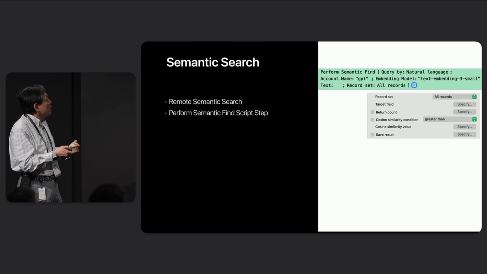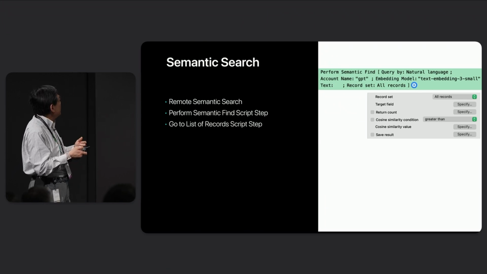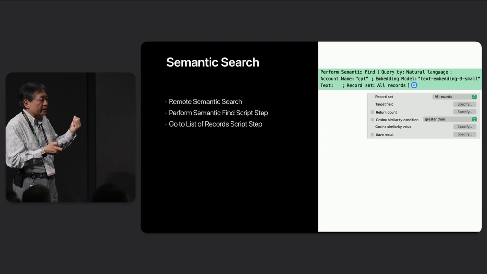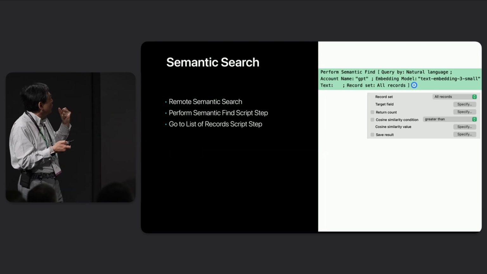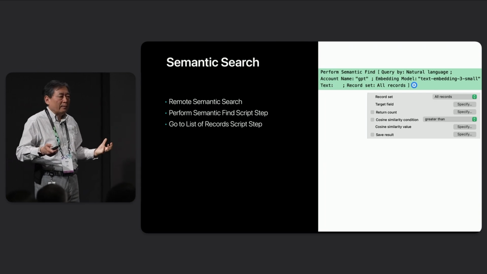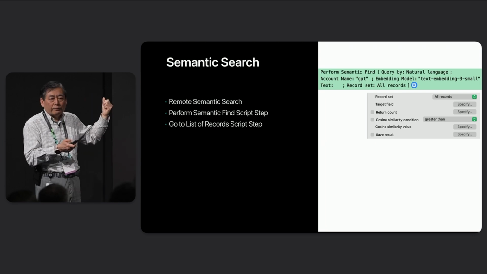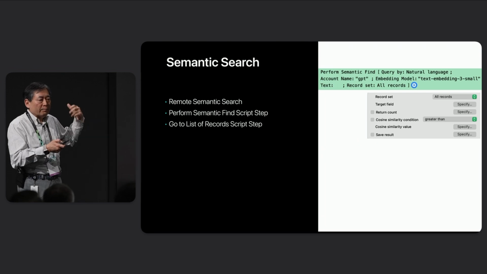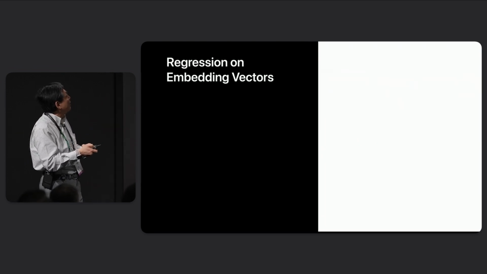Or say you just want to see the cosine similarity value. Because the result we give you back is the record ID, we then create another script step: Go to List of Records. If you pass the result over and use a Go to List of Records script step, you can bring you those records. And that's also good for the Data API. I think some customers have been asking for the Data API with this script step for some time.